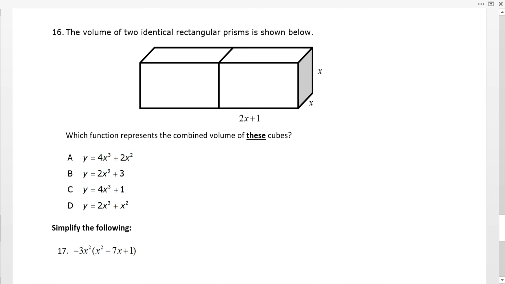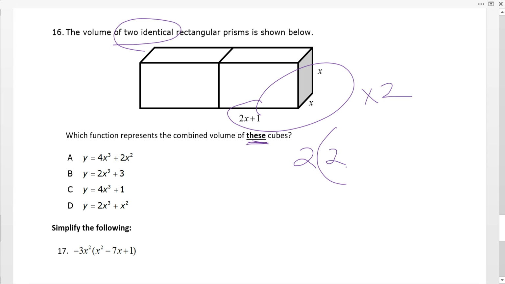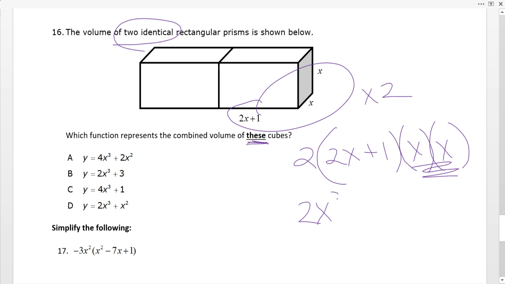Okay. So we're doing the volume of 2 rectangular prisms. So we're doing both of them. So make sure when you find the volume of that, you multiply it times 2. So I'm going to have 2 times 2x plus 1 times x times x. Okay, I'm going to multiply these guys together and end up with, and actually I'll just put the 2 out there, 2x squared times 2x plus 1.